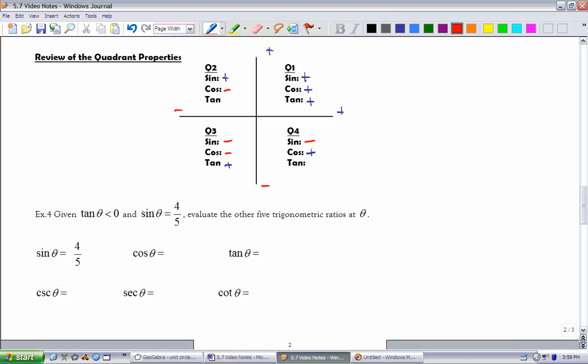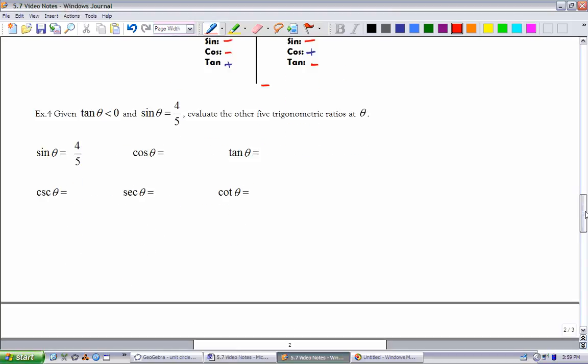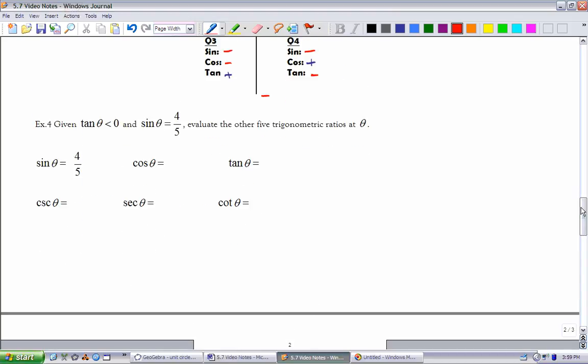Wherever the signs are opposite, so here you have sine is positive, cosine is negative, that means in quadrant 2 you're going to have a positive divided by negative, tangent is negative. Okay? So we want to make sure that we understand where sine, cosine, and tangent are all positive or negative. And that leads us to our next example, where we have to use some of this information to help us out.